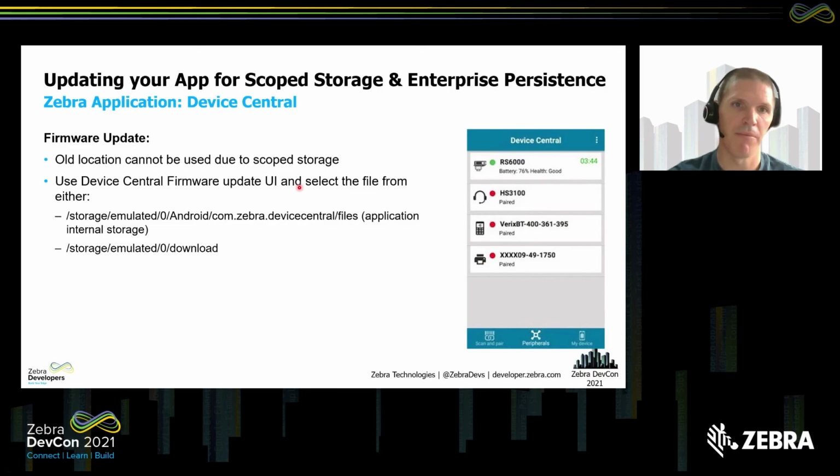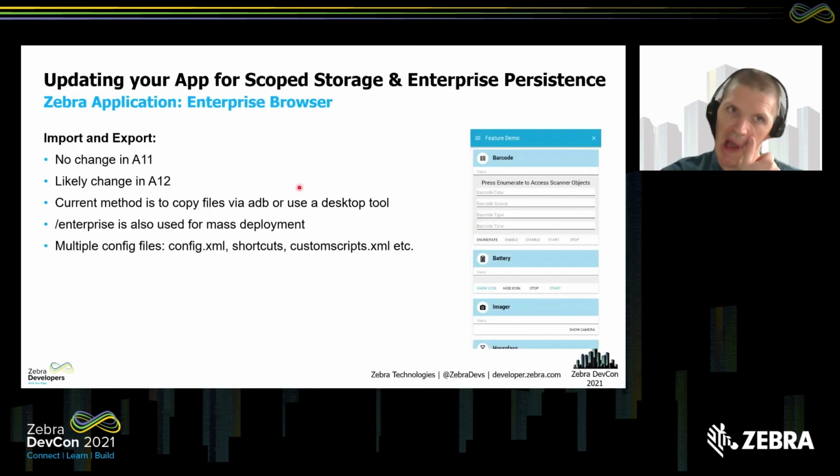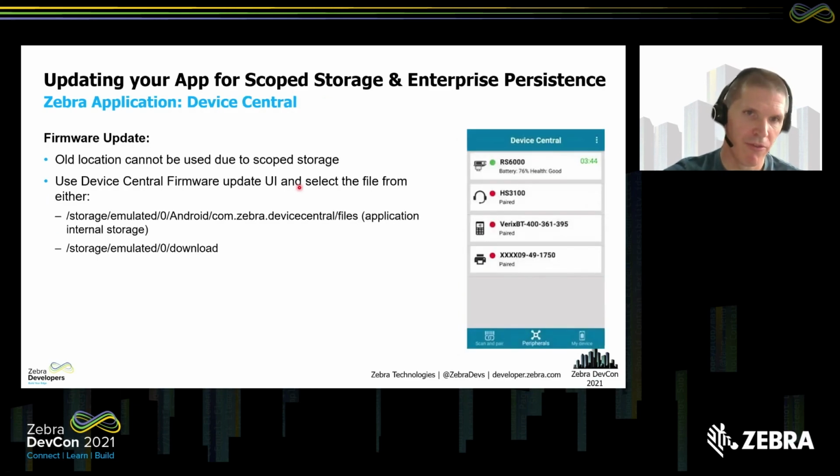The old location can't be used because it was, I think, probably the root of the SD card, so due to scoped storage, it's no longer available. But it is still possible to select the file from, like I said, the internal storage if you've copied through ADB. In fact, sorry, let me just clarify. It's not required to use ADB because you can still use that download folder, which is accessible outside of ADB.